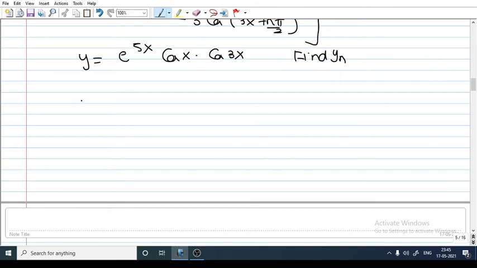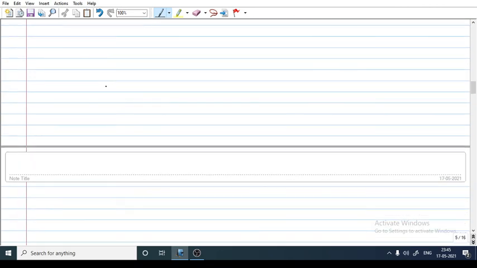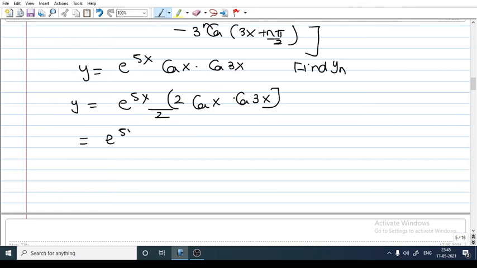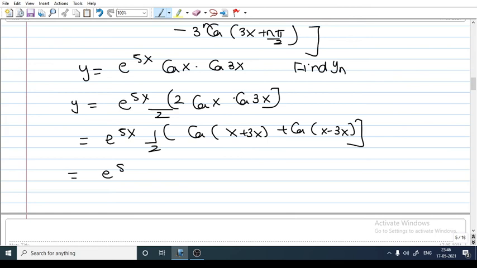What is the process? What we are going to do is multiply and divide by 2 and then simply multiply this e power 5x with both of them. y equals e power 5x, we can multiply and divide by 2, which will give me cos x dot cos 3x. We will apply 1 by 2, and here we will apply cos(x plus 3x) plus cos(x minus 3x), which will finally end up giving me e power 5x, 1 by 2 will be outside, it will be cos 4x plus e power 5x into cos 2x.